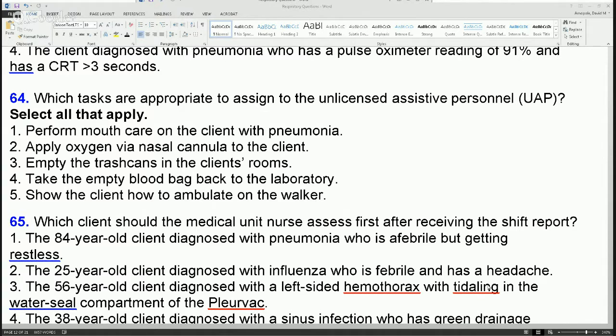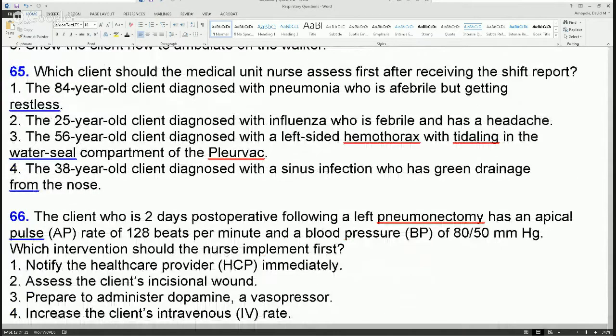Okay, whatever. That was a fun question. We'll do a different one. Yeah. Aaron, which client should the medical unit nurse assess first after receiving shift report?